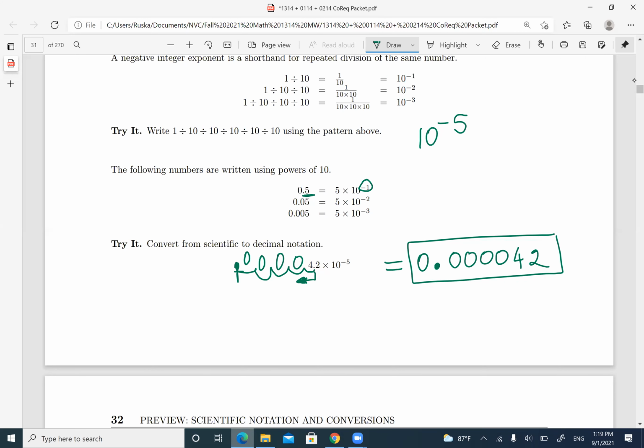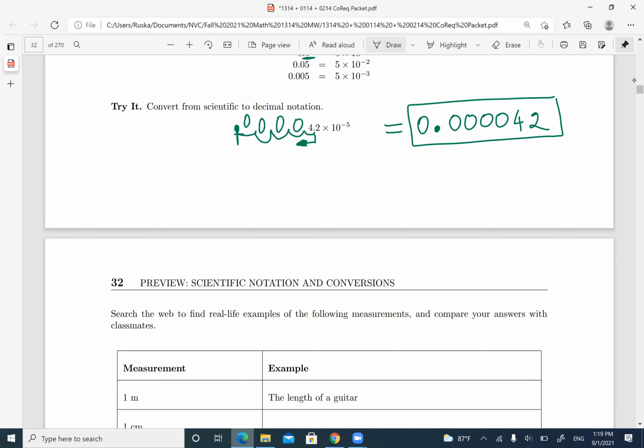And if the exponent is positive, you move to the positive numbers. Okay, and always remember, negative exponent means small number. Positive exponent means huge number. So look at the answer, 0 point, it's a small number, right? It's not 42,000 or something like that. So always when you change it from notation to notation, look at the numbers and see, do they make sense? Okay? Any questions so far?